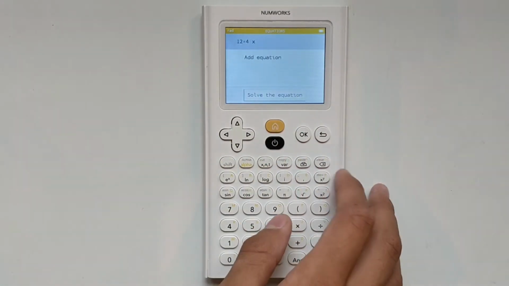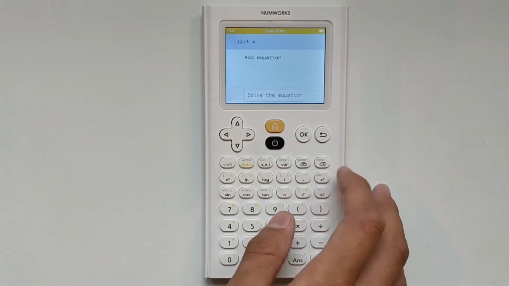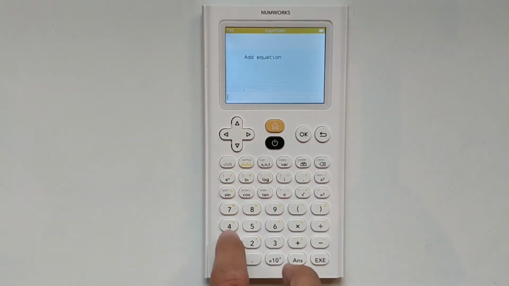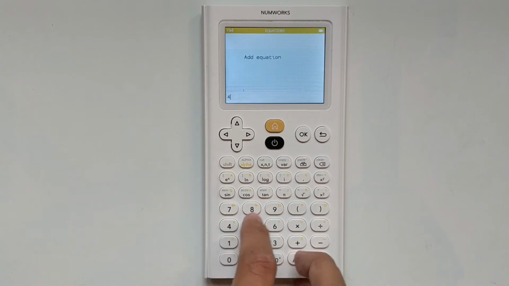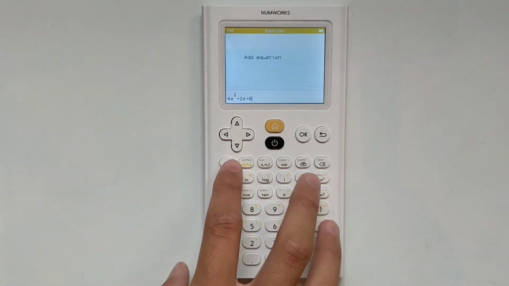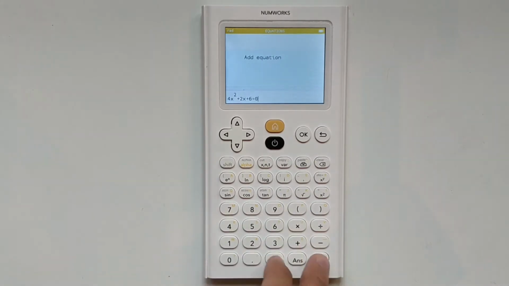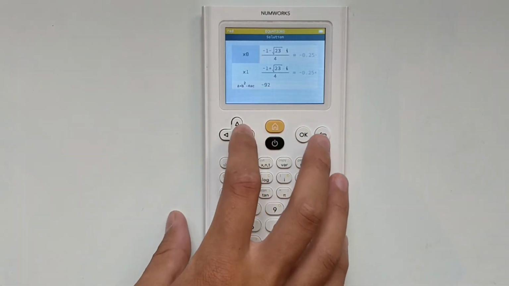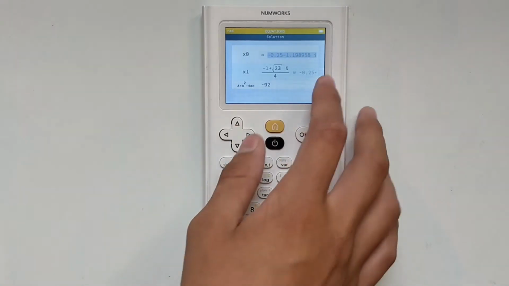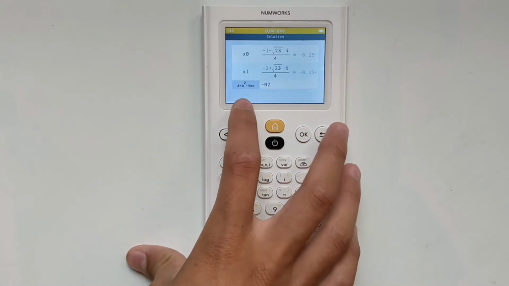So we can clear this out by just clicking the Clear button, or the backspace button, and then add an equation, empty. Let's go with 4x squared plus 2x plus 6, and then equals 0. And then solve the equation. So as you can see here, it actually gives us both of these solutions, which is pretty cool, and it even gives us the imaginary solutions. And it also gives us the discriminant here, since this was solved using the quadratic formula.